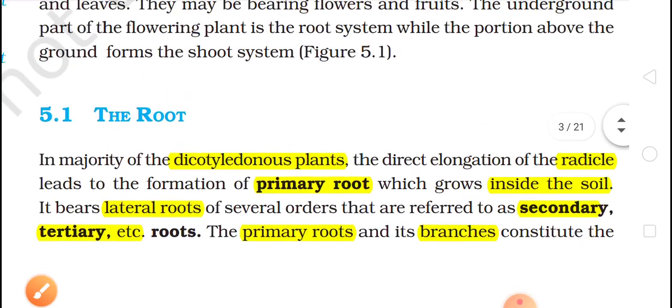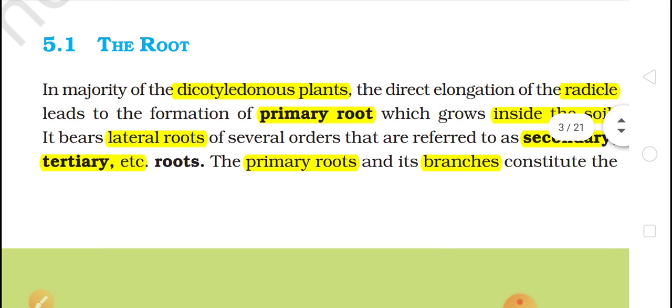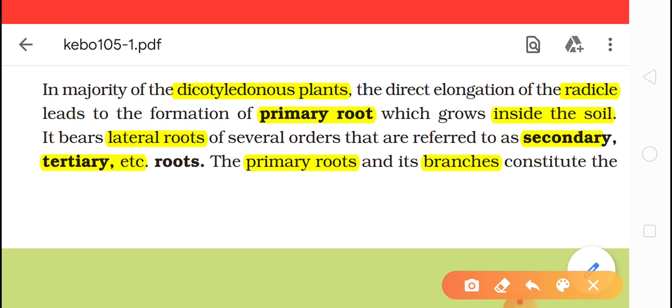About root, you know very well, roots originate from radicle, and stem originates from plumule. In dicotyledonous plants, the seed has two cotyledons, in which radicle and plumule, two structures, are found. From radicle, roots originate, and from plumule, the stems are formed.